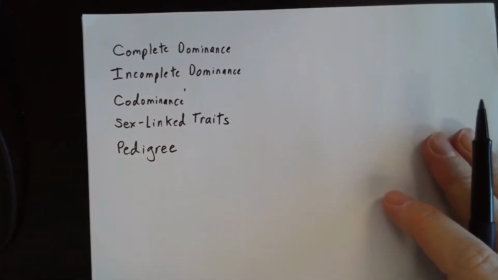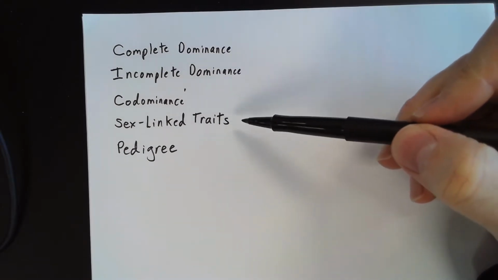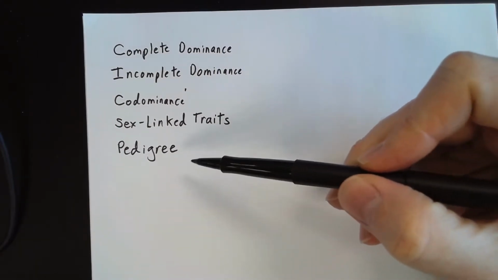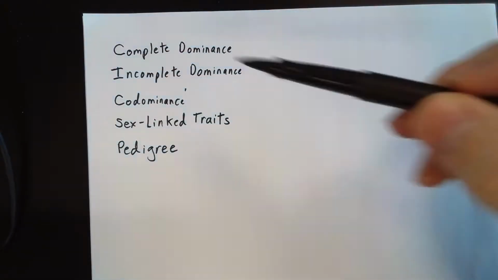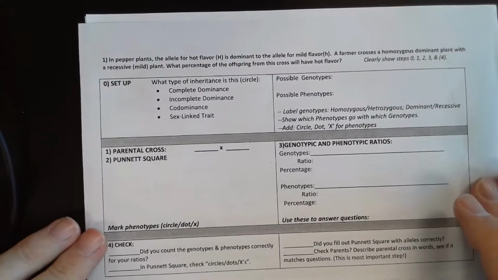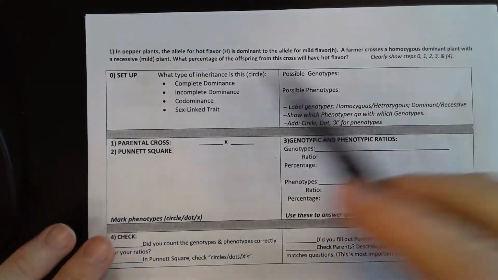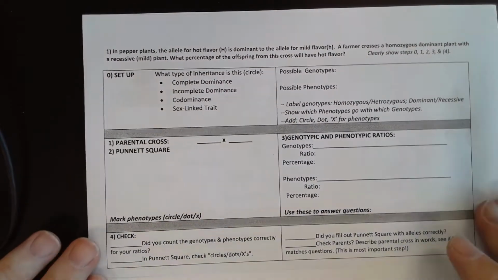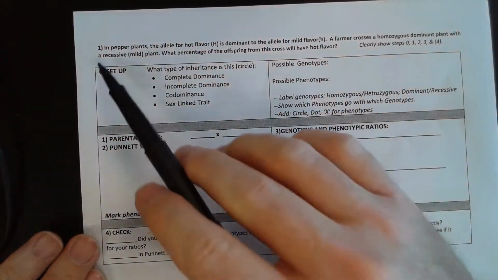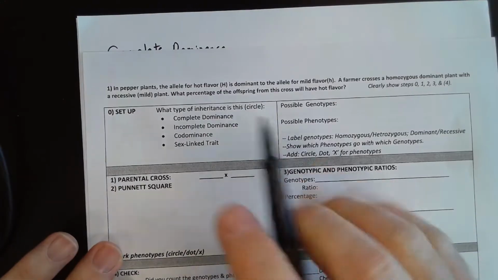So we have covered in class these 4 types of inheritance: complete dominance, incomplete dominance, codominance, and sex-linked traits, and we've seen them in pedigrees. This is about what we've covered so far. So let's just do a practice problem for the first, complete dominance. I've outlined a way to do it with the steps I've taught in the last video, which was video 0. Okay, this is number 1, and here's the problem.